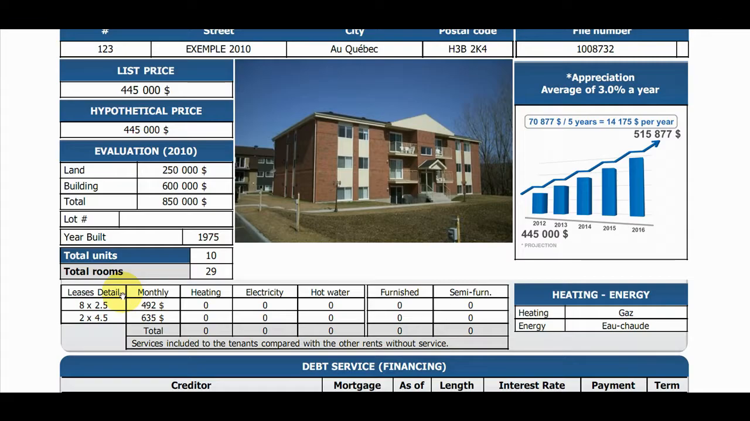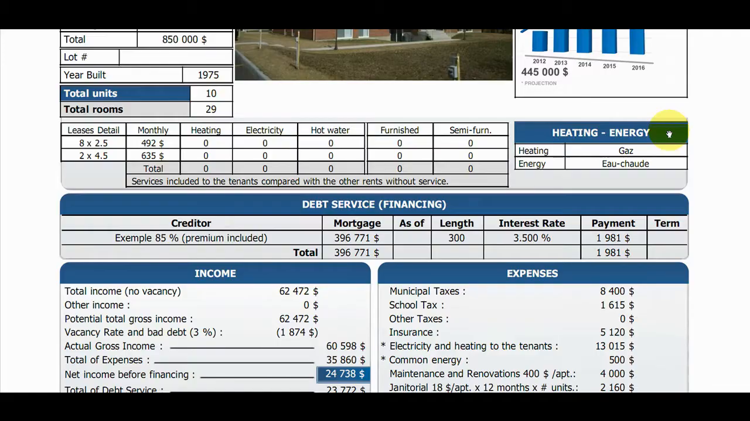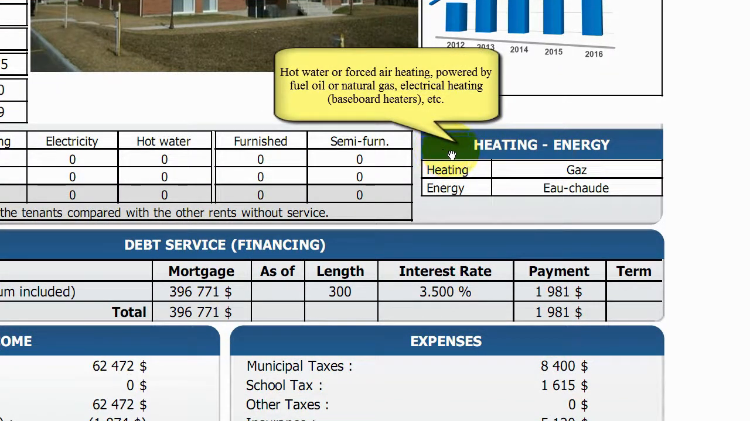5. Unit distribution and characteristics. Unit distribution. Number of units and their size. Characteristics. Average rent, according to size. Number of units that include heating, electricity, hot water. Number of units leased semi-furnished, stove and refrigerator, and fully furnished. 6. Heating. Type of system and energy used. Note: example, hot water or forced air heating, powered by fuel oil or natural gas, electrical heating, baseboard heaters, etc.